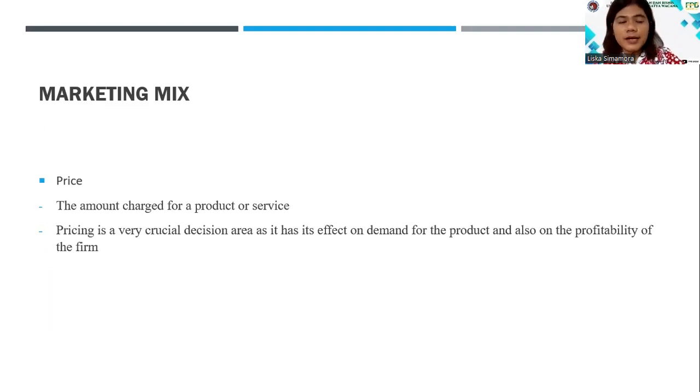And next is marketing mix. Price. The next P is price. Price is the amount charged for a product or service. Okay, that product we impose price. Price is the amount of money that measures the value of the product. So that is the price.